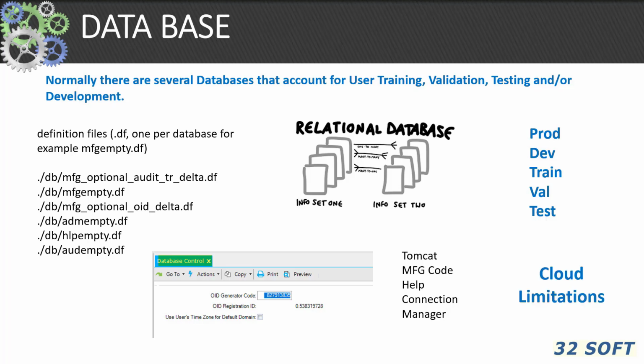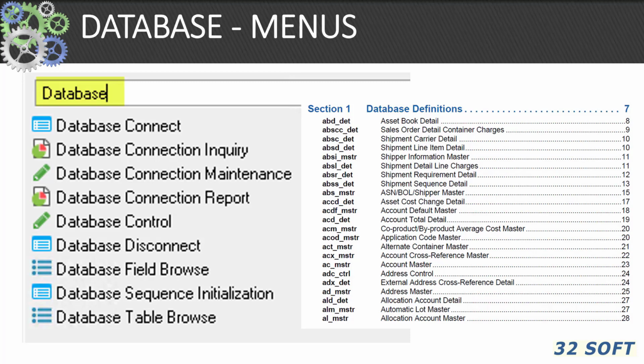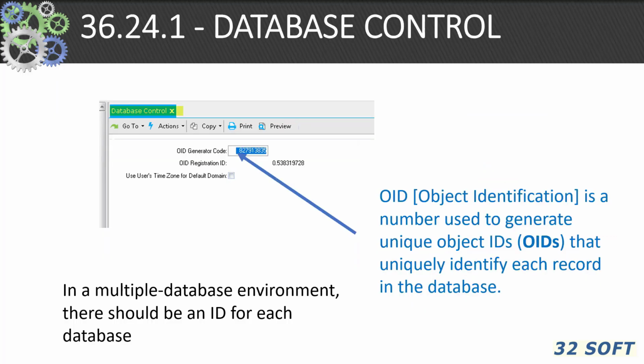I would be aware of some of the implications and limitations of cloud implementations if you intend to go with that cloud process. The database menus allow you to connect and disconnect databases, initialize sequences of databases if that's applicable, and you can also get a list of tables and a list of field elements as defined in the dbf.pdf file.